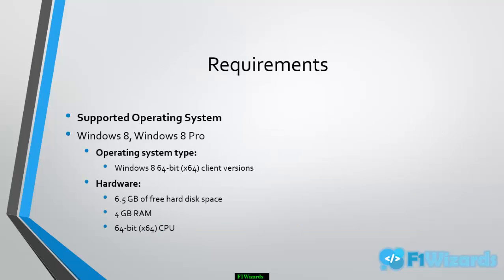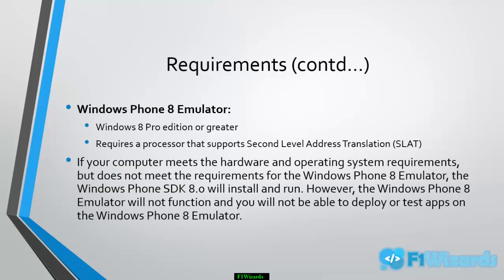Next, before downloading the SDK, you must fulfill the requirements for the Windows Phone 8 SDK and the Windows Phone 8 emulator. Both have different requirements. Windows Phone 8 SDK requires Windows 8, a 64-bit machine with 6.5 GB of hard disk space, and 4 GB of RAM. The Windows Phone emulator has some different requirements. It requires Windows 8 Pro for the purpose of Hyper-V. It requires the processor to support second level address translation. You can check these settings in the BIOS of your system.